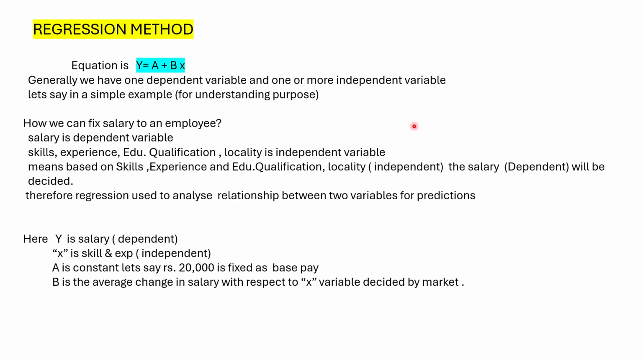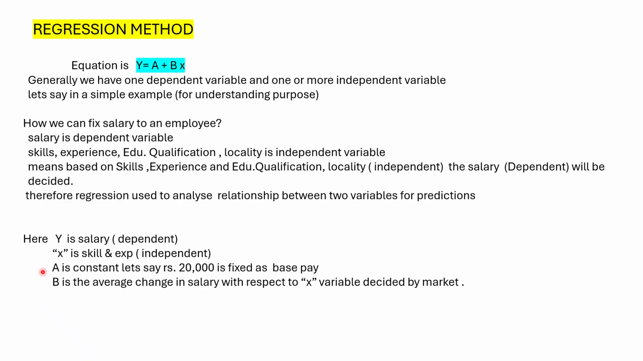You need to identify which factor is dependent and what other factors are independent. If you find out the dependent and independent variables, then you can apply this formula: y is equal to a plus bx. Here y is the dependent variable and x is the independent variable, which means based on the skills and experience I have, and the educational qualification or the locality where I get hired, based on these x factors, my salary y will be determined. So here y is salary, and x is the skills and experience, which is the independent variable. Then what are a and b?